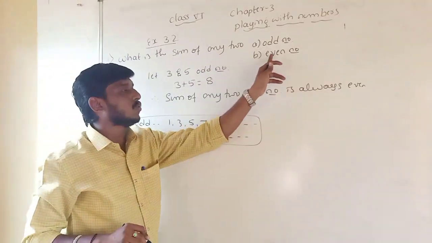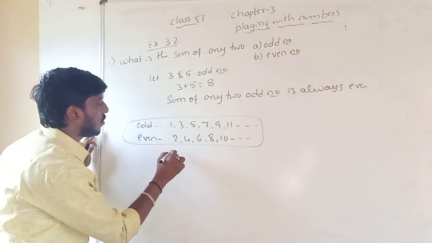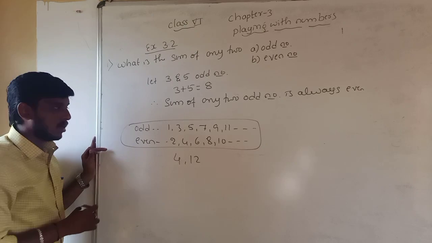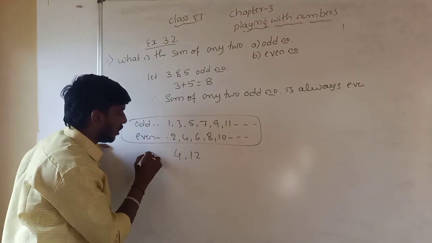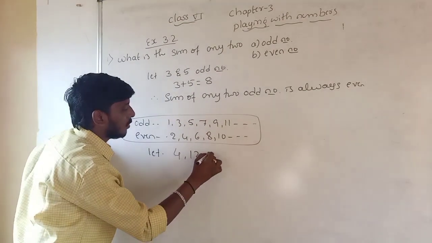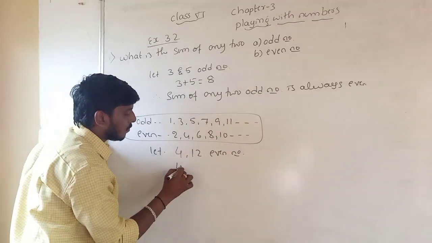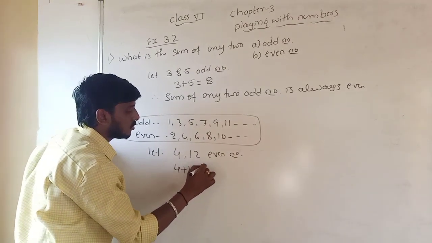Sum of any two even numbers. I will take 4 and 12. So 4 and 12 both are even numbers. What is the sum of 4 and 12? 4 plus 12 is 16.